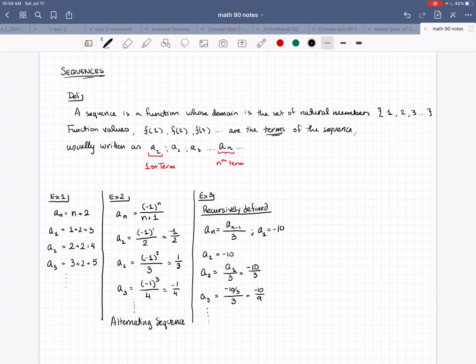And so what we're seeing here is, if you wanted to say this in layman's terms without saying too many mathy sounding words, every term is a third of the term that came before it. So every subsequent term is 3 times smaller than the term you just had. So that's called a recursively defined sequence.